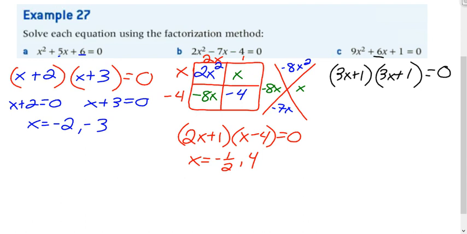Here's the thing though. If you don't see it, X in the box. You've got this method you can always fall back on. We set each of those equal to 0 and we get x equals negative 1/3. Twice, but we'd only write it once.